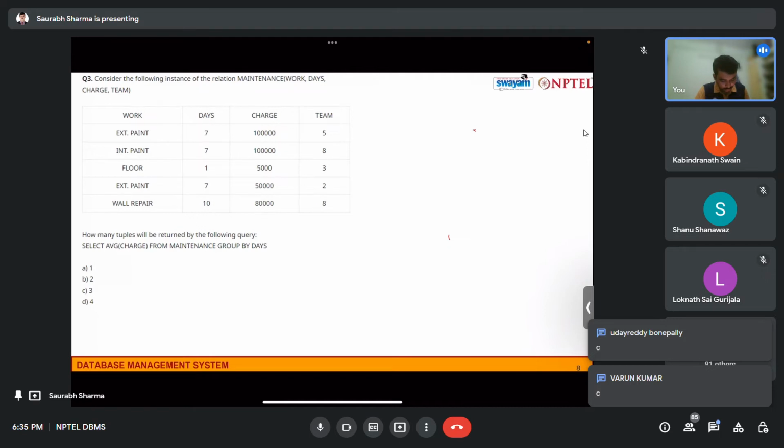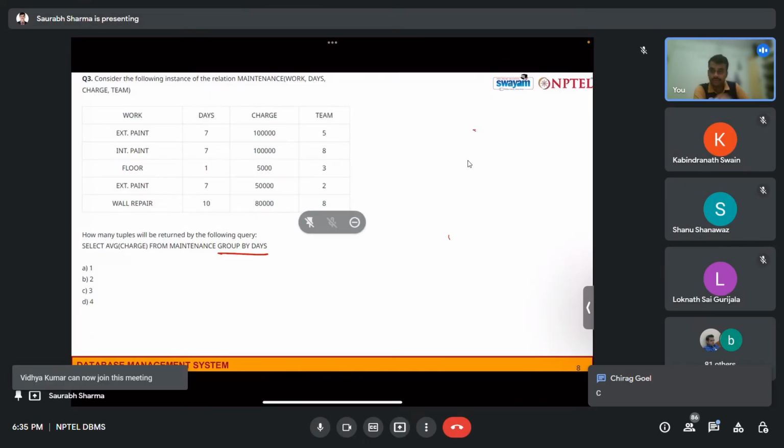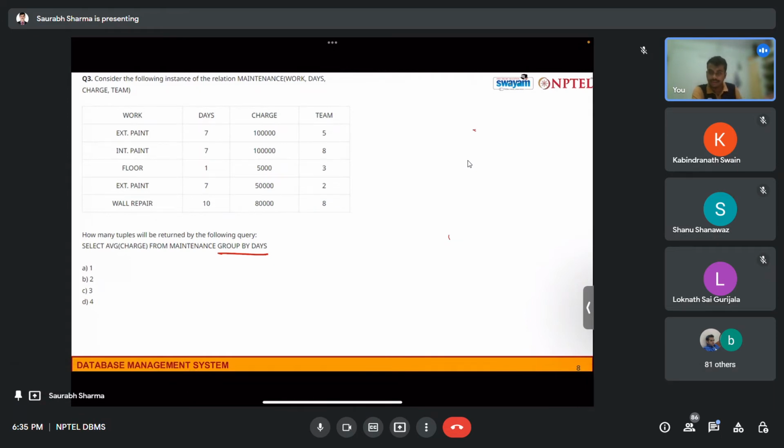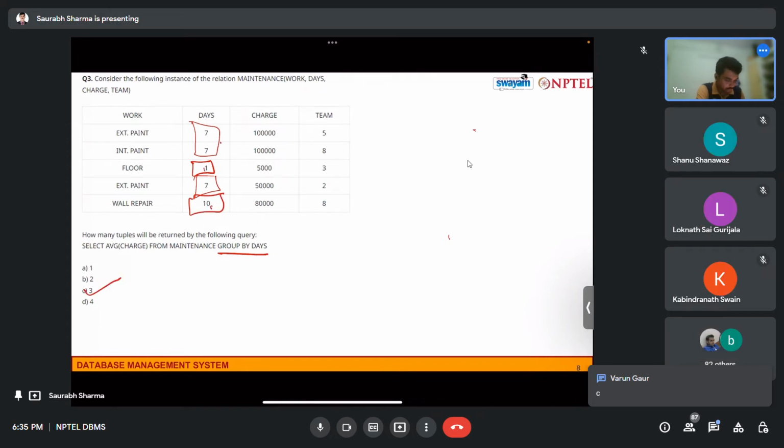consider the instance and we have to perform group by, then take the average of charge. The number of tuples we have to return, we just perform group by and we will get the answer. How will we get it? You can see group by days. How many kinds of days are here? Number of days 7, 7, 7. These 3 will be in one group, then 1 will be in one group, then 10 will be in one group. So total 1, 2, 3. The answer will be 3. That will be C.